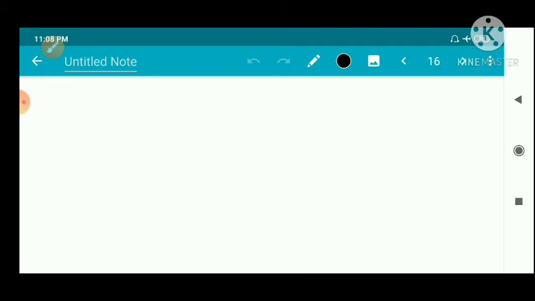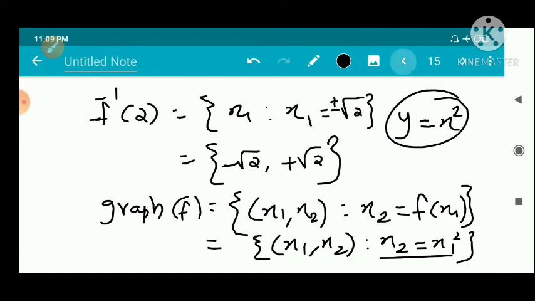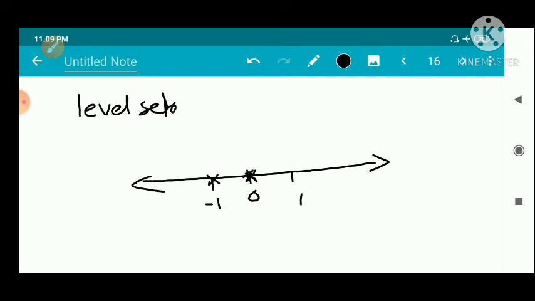First we have the level sets on R. Here 0, 1, minus 1, and f inverse of 0 means only this 0, and f inverse of 1 means it is minus 1 and plus 1. So minus 1, plus 1. This is f inverse of 1.